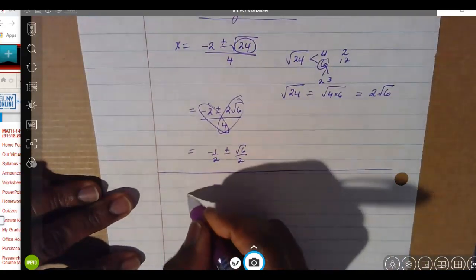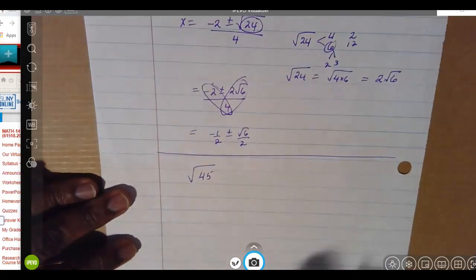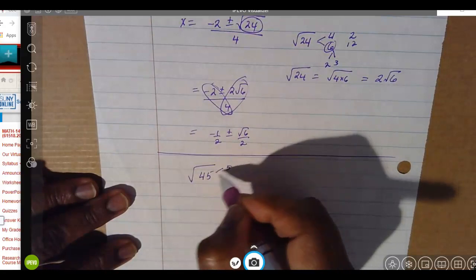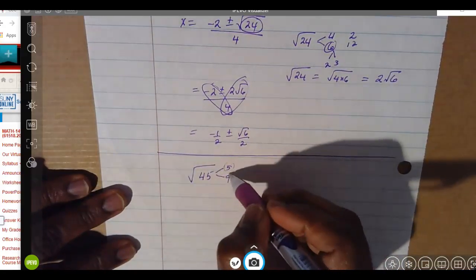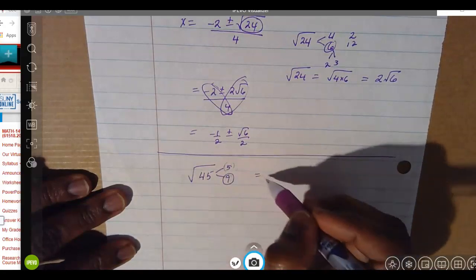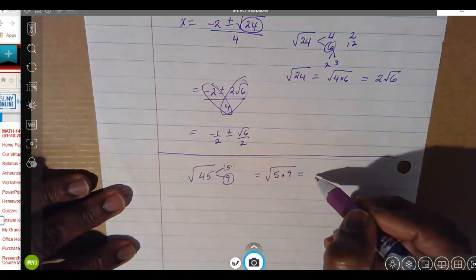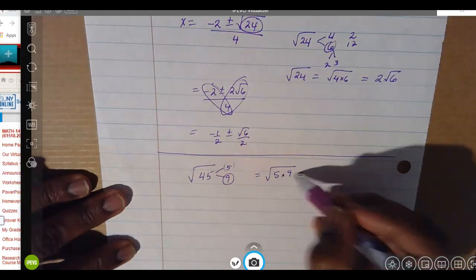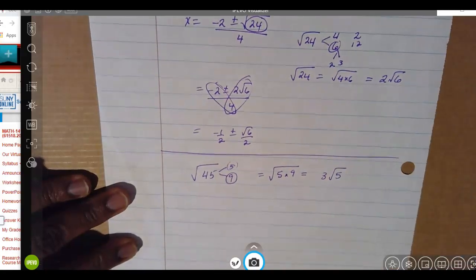Let's try a different question. Let's say you have the square root of 45. So clearly 5 goes into this, so it's 5 times 9, and that's a good way to break it up. 5 is prime, the square root of 9 is 3. So in other words, 5 stays inside the square root, but 3 comes out as the square root of 9.